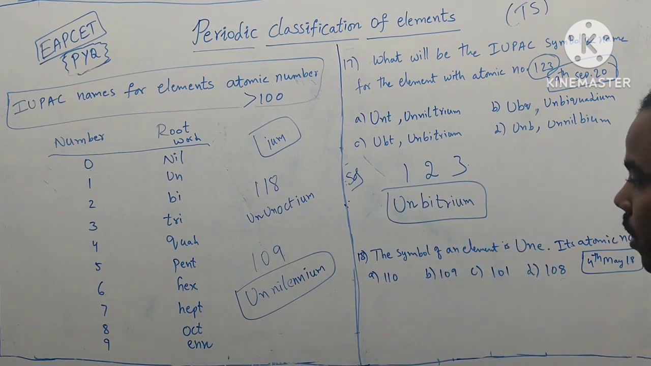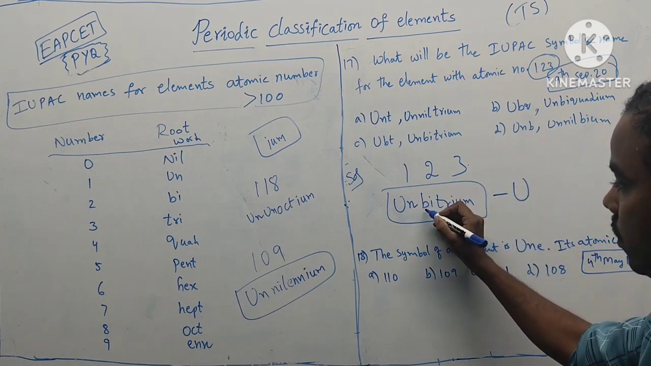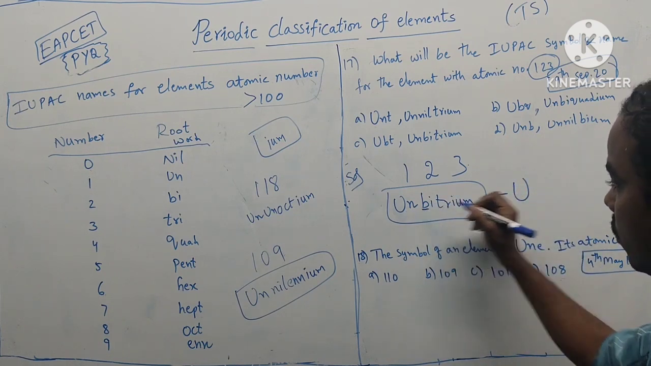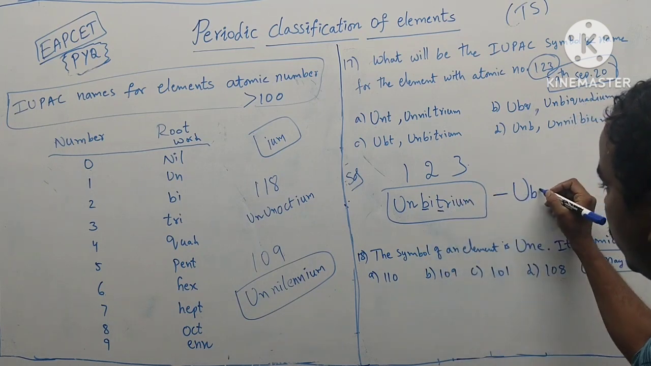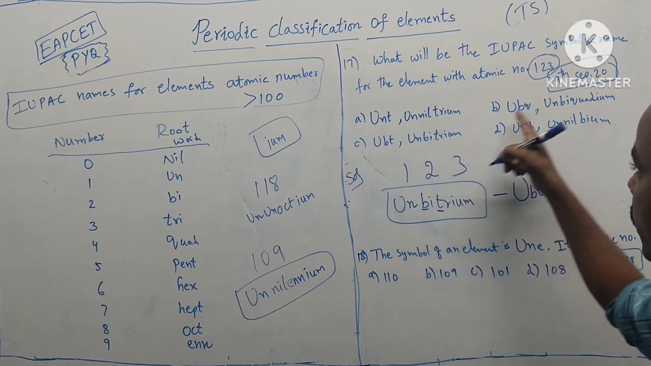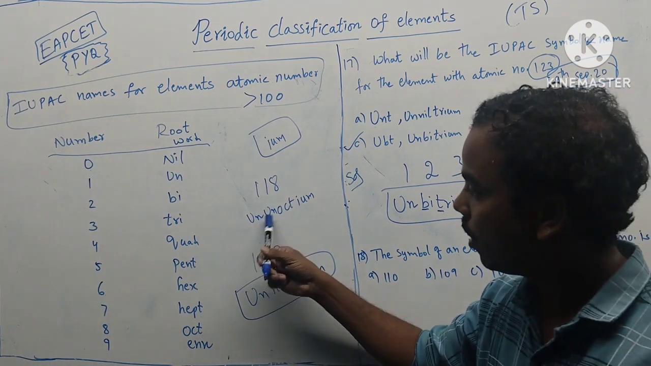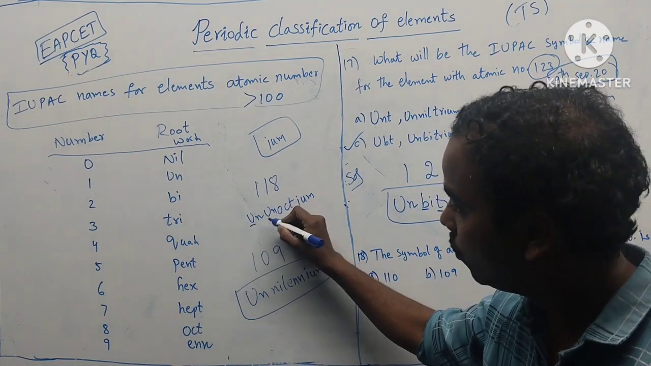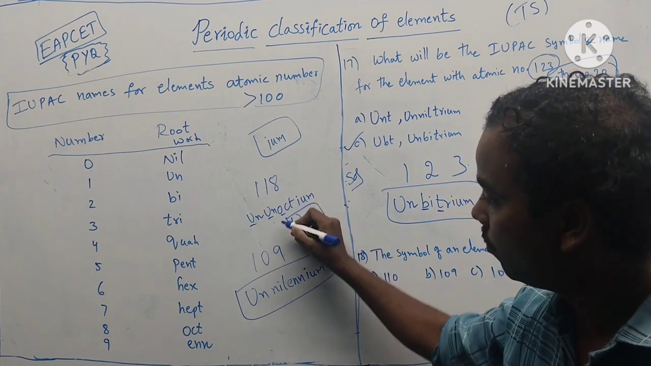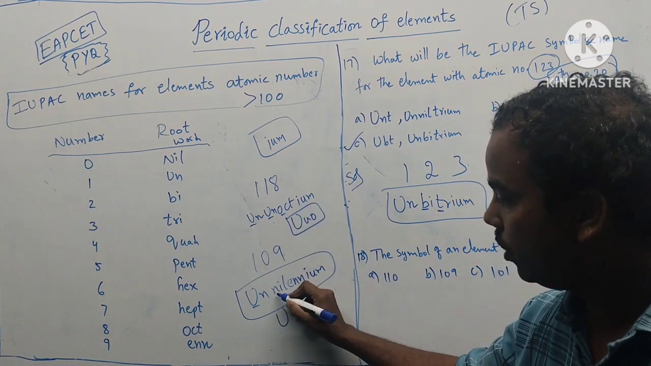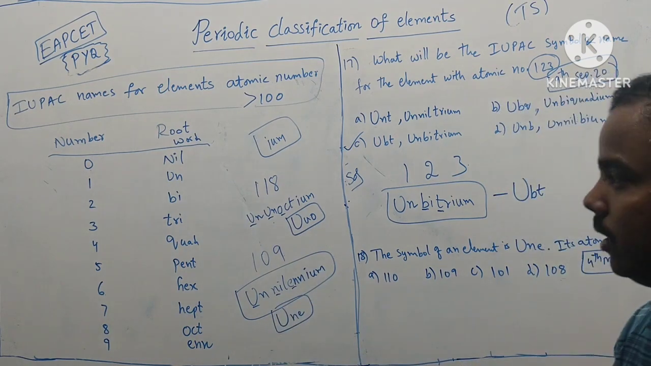So how to write the symbol? In un, the first letter U is a capital letter. Next in bi, the first letter b is small, and in tri, t is small. So U, b, t. So the symbol is Ubt, unbitrium. So the answer is C. What is the symbol for ununoctium? Capital U, small u, o: Uuo. For 109, U, n, nil, n, and U, n, e. So Une.